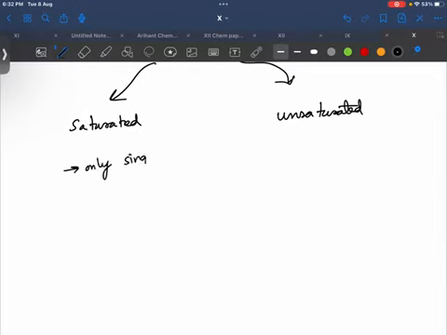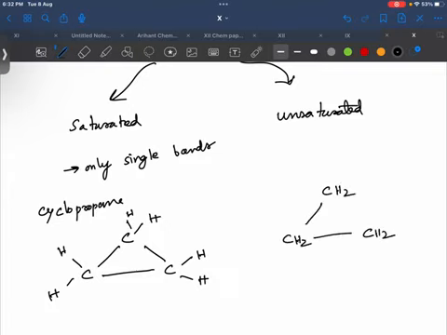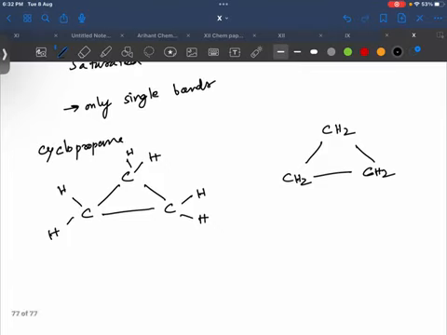For example, if you remember, cyclohexane, cyclopentane, cyclobutane, cyclopropane. So how should you write them? Let's start from cyclopropane. Cyclopropane has three carbons, and here the remaining two valencies of each carbon will be satisfied by hydrogen. So you can write this as CH2, CH2, CH2. This is one way of writing that.